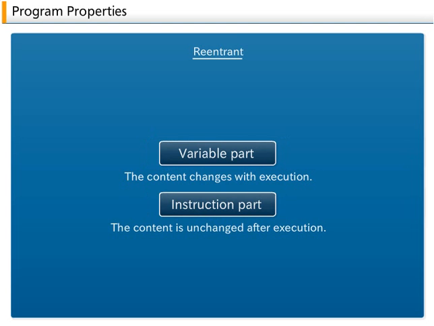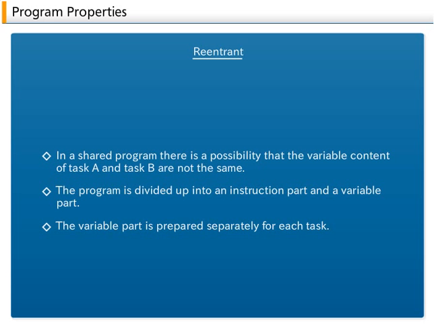When multiple tasks share the program, this variable part becomes a problem. For example, tasks A and B share a reentrant program. The variable content of processing for task A and task B are not the same. If the program confuses this, neither of the tasks will get a correct processing result.